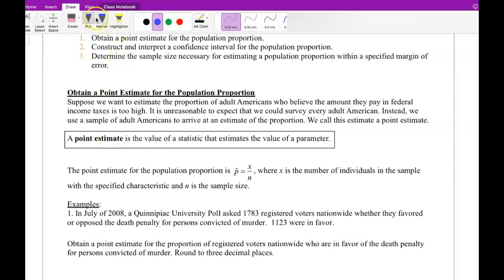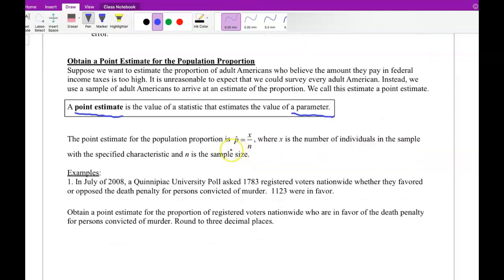What we have here on this part is point estimate, and this is the definition for this part. Point estimate is the value of a statistic that estimates the value of a parameter. So to find that, we need to use p hat equals x divided by n.